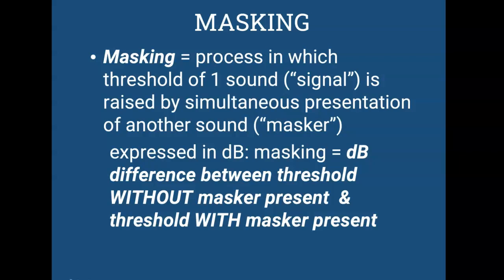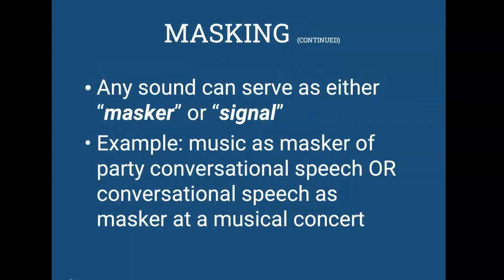We talked about masking being any kind of signal that interferes with the perception of another signal, and it's expressed in the difference in the threshold with and without the masker. So the example I gave is, without any masking, somebody hears a tone at 5 decibels, and then you add masking, and then it takes 15 decibels to hear it. The amount of masking is 10 dB.